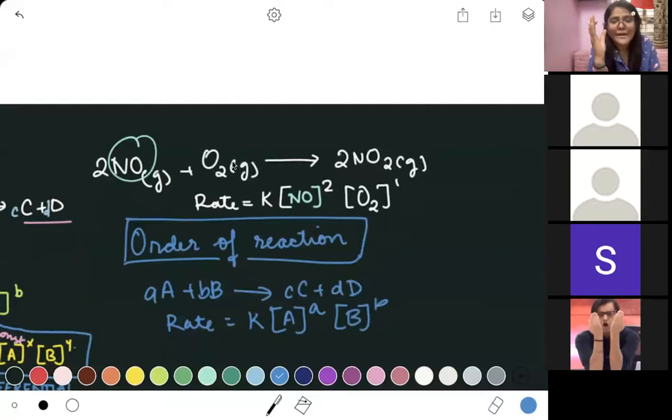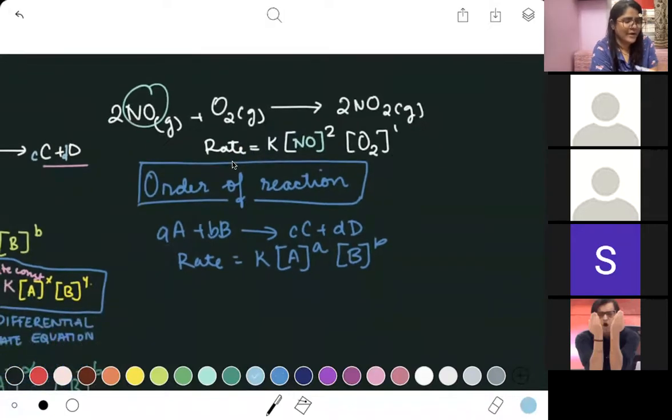This is my rate. Now, what would you say if I asked you to tell me the sum of the powers of the concentration? What am I talking about? Am I talking about the capital A's, or am I talking about the lowercase a and b? Lowercase. Exactly. So in this particular form, what my exponents or powers happen to be are a and b.